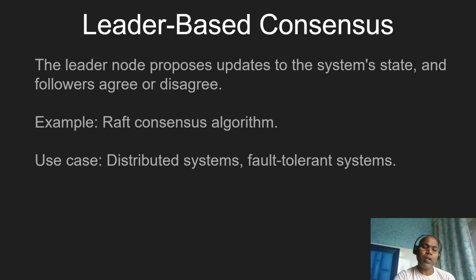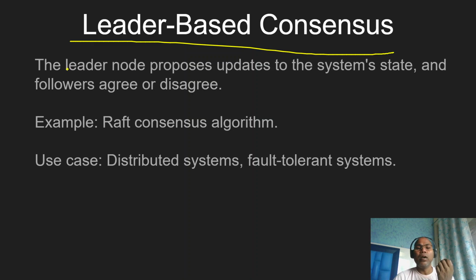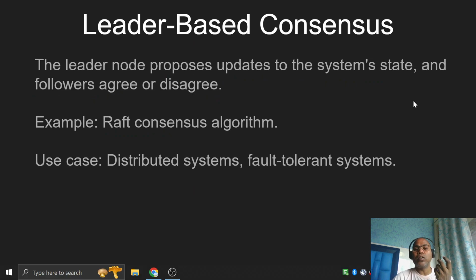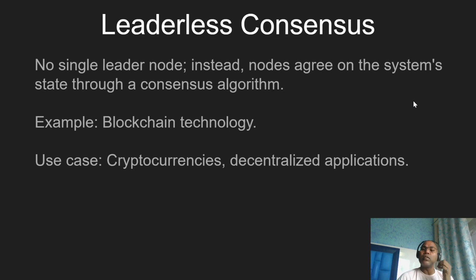And in some places you use another approach, leader-based consensus, where the leader node proposes an update to the system state, and followers agree or disagree. You can say the Raft consensus algorithm. There are lots of consensus algorithms where followers or leaders agree or disagree on particular updates and particular states. Generally, in distributed systems where you want fault-tolerant systems, leader-based consensus plays a very good role.